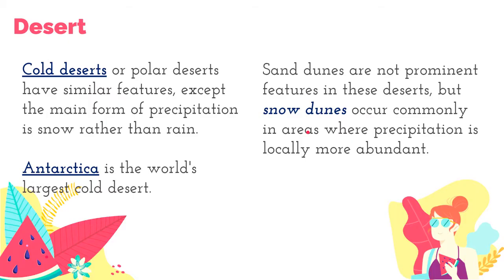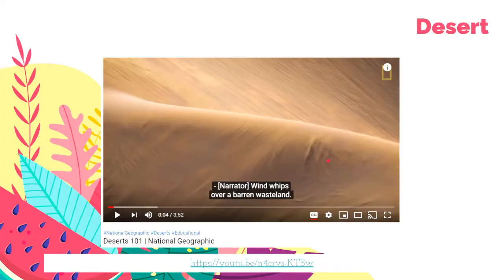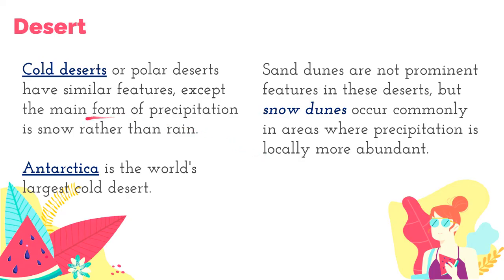We also have what we call cold deserts or polar deserts. They have similar features with these kinds of deserts. The main feature is that they have very little liquid precipitation. So their main form of precipitation is snow rather than liquid water. Antarctica is actually a desert, not because it's hot, but because it has very little precipitation. Okay? So Antarctica is the largest cold desert in the world.